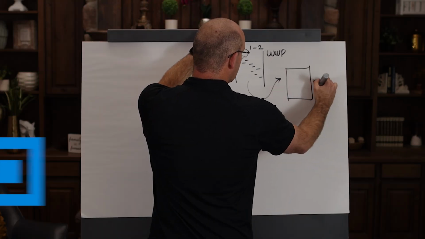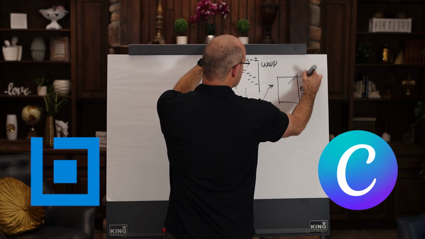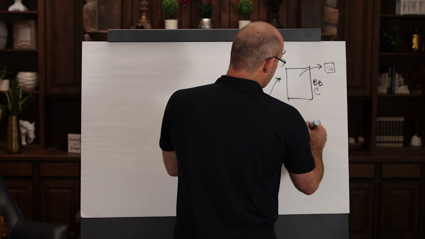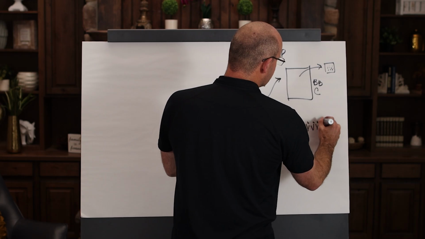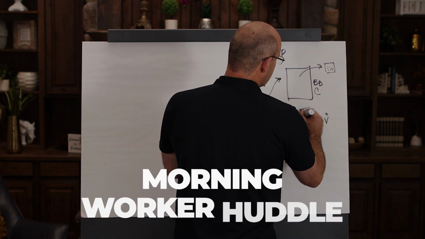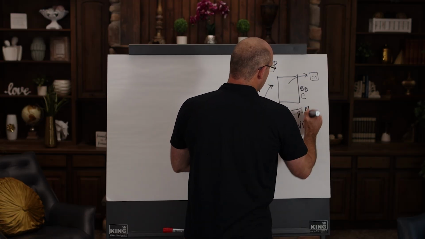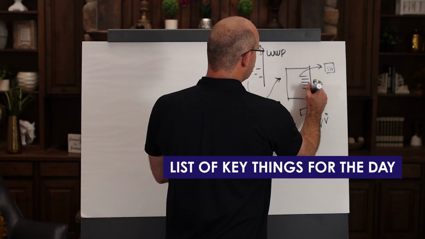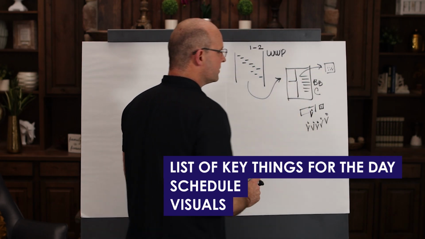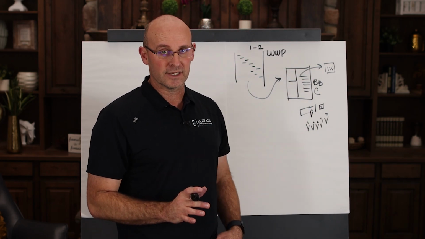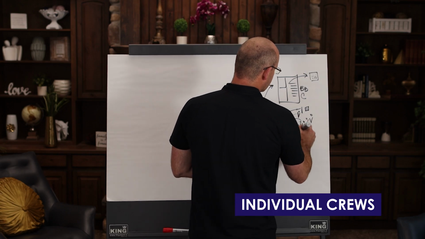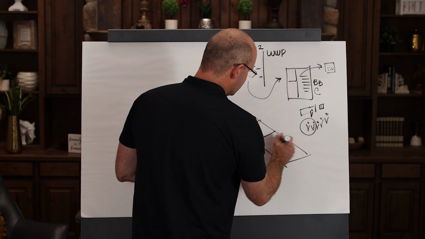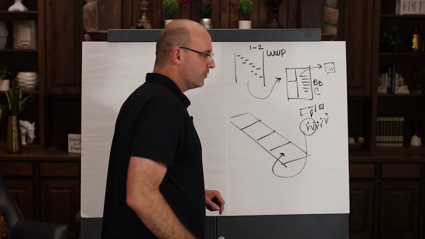I like to put that on Bluebeam or Canva and then tie that to a QR code, a big plywood sign out in the field. When you're talking to the workers or the supervisor in the morning worker huddle, this is how you respect them. You can make sure they have access to the day plan, and that would mean the list of key things for the day, the schedule, the visuals. Everybody can see as a group, know as a group, and act as a group. Then, like we said, the individual crews will file off and come over here to the job site into their specific zone, and they will do their crew preparation huddle.